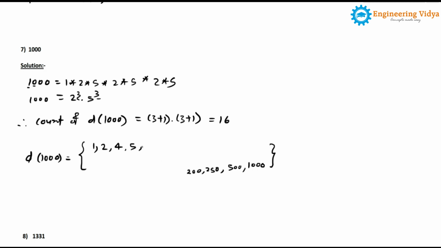Other things are very clear to you now. But 6 cannot divide. 7 also cannot divide. 8 can divide, right? 8 can divide 1000. And if I divide it by 8, the quotient will be 125.